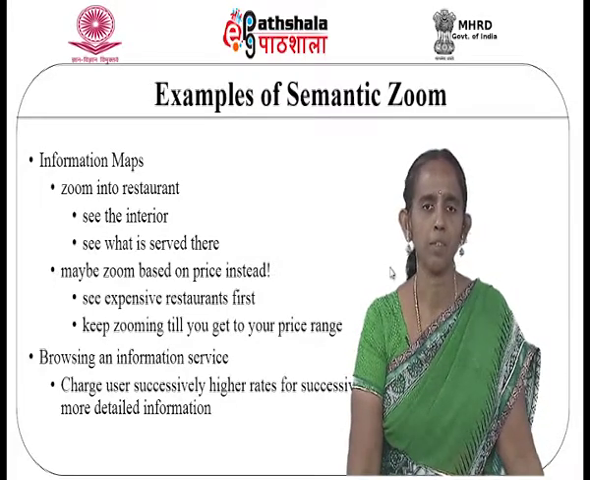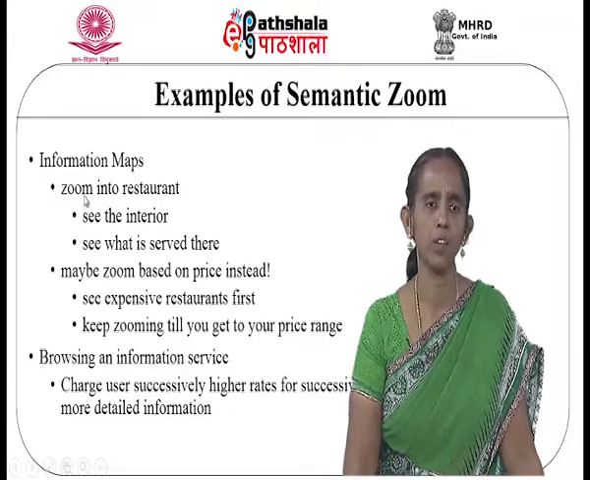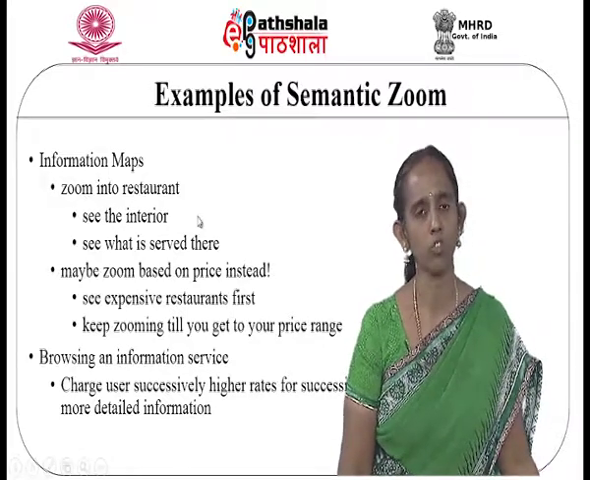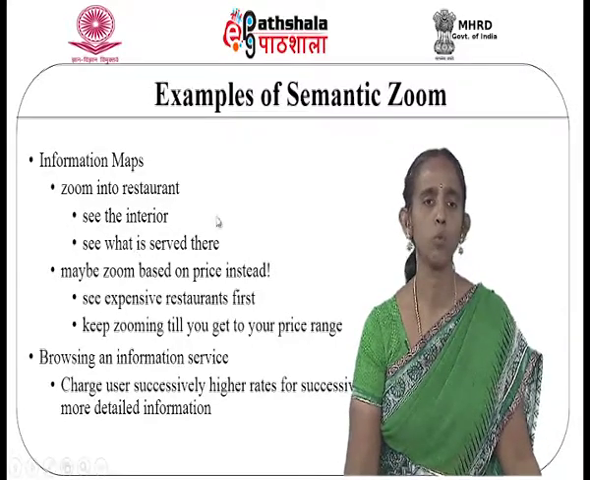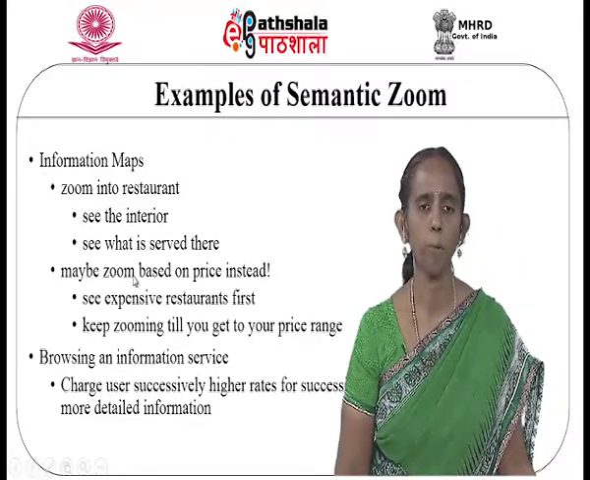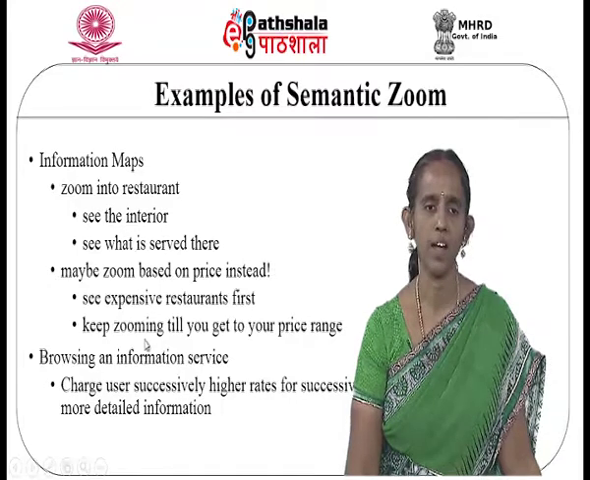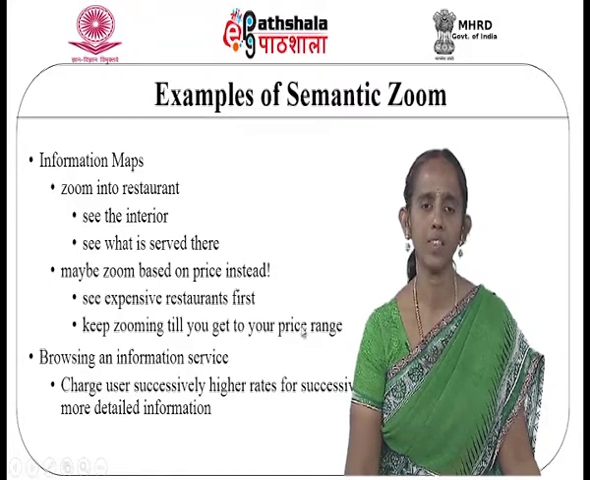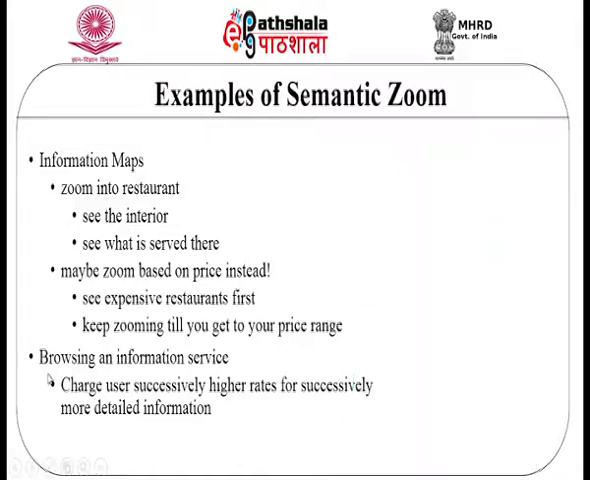Some of the examples of semantic zoom are information maps. For example, it is possible for me to zoom into a restaurant and look into the interiors of the restaurant, and I can also see what is being served inside the restaurant. Maybe I can also zoom based on the price. I can see the expensive restaurants first, and then I can zoom in till I get the restaurants of my price range.